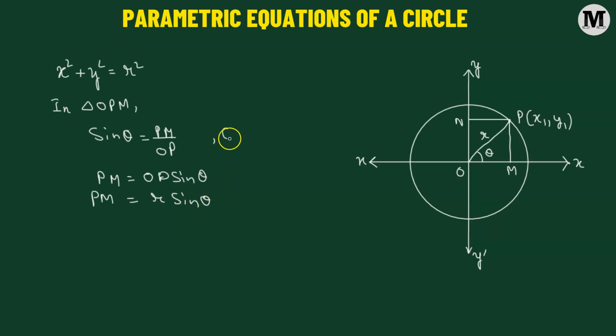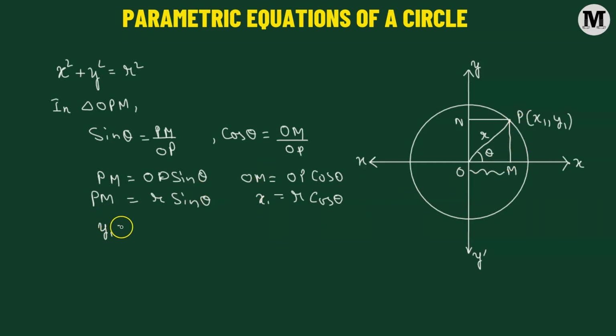And we can also define the cosine of angle theta. That's going to be the base, which is OM, divided by the hypotenuse OP, meaning OM will be equal to OP times cosine theta. OP being the radius, we get R cosine theta. Now clearly from the diagram, OM is nothing but the x coordinate of point P, which is considered as x1. And PM is the y coordinate of point P, so that means y1 will be equal to r sine theta.